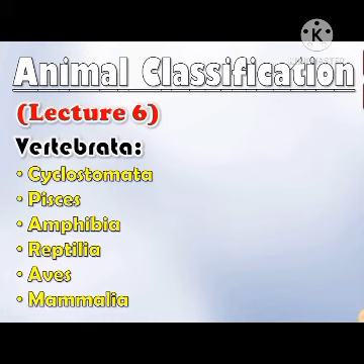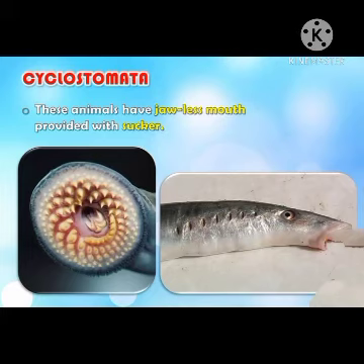Now let's study six classes of subphylum Vertebrata, that is Cyclostomata, Pisces, Amphibia, Reptilia, Aves and Mammalia. Now let's study the first class, Cyclostomata. Cyclo means round, stomata means opening or mouth. These animals have a jawless mouth provided with a sucker. It means they don't have teeth to chew but a sucker to suck the blood.